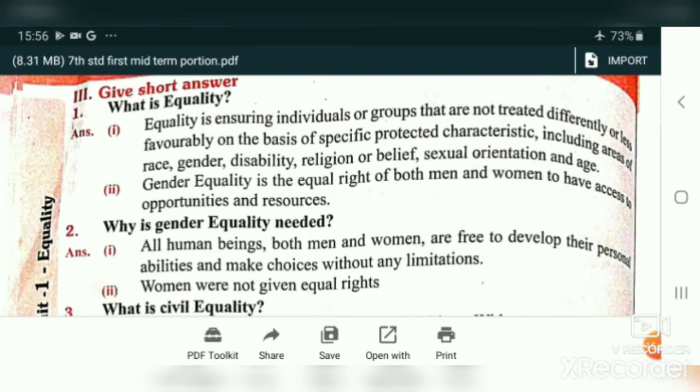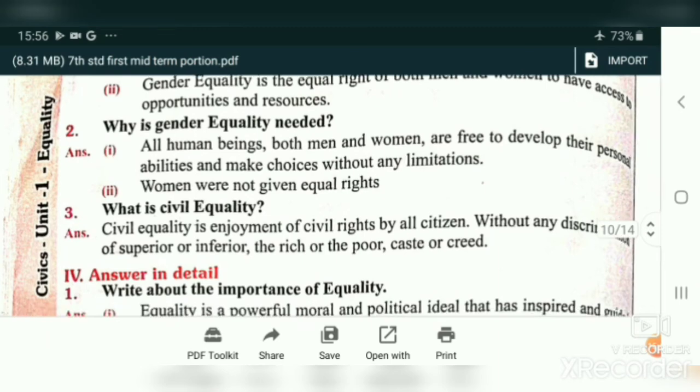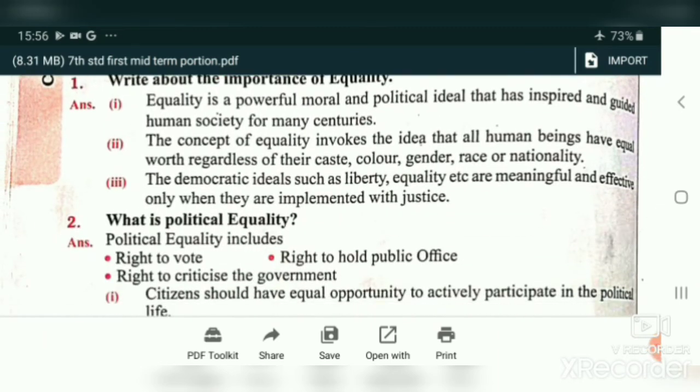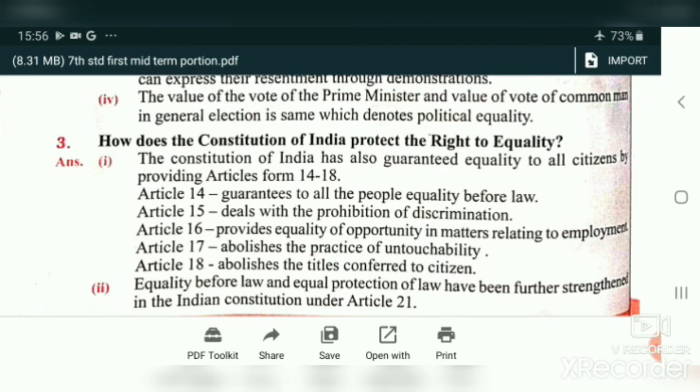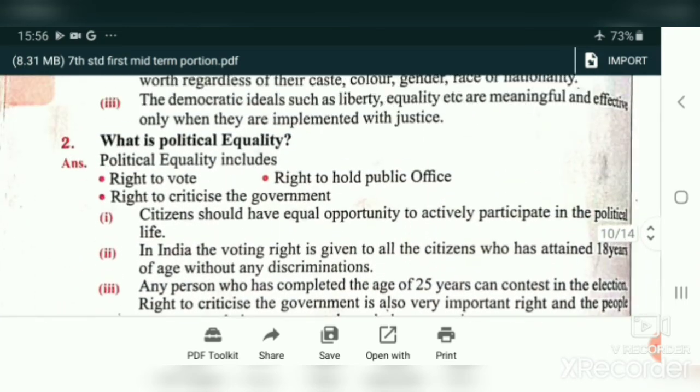And see here, there are 3 2-mark questions. Study for the test 3 also, it is important. And regarding detail, the third: how does the Constitution of India protect the right to equality? The third detail is very important.